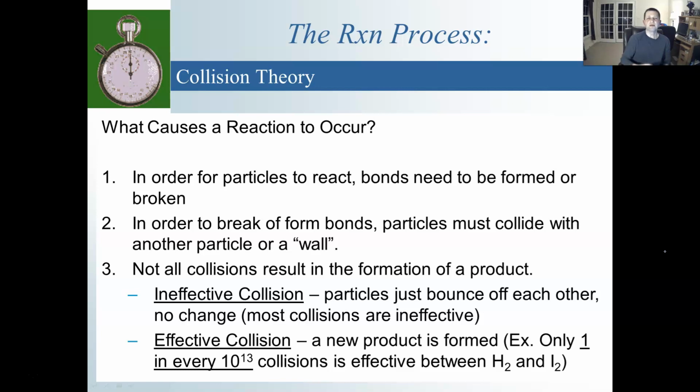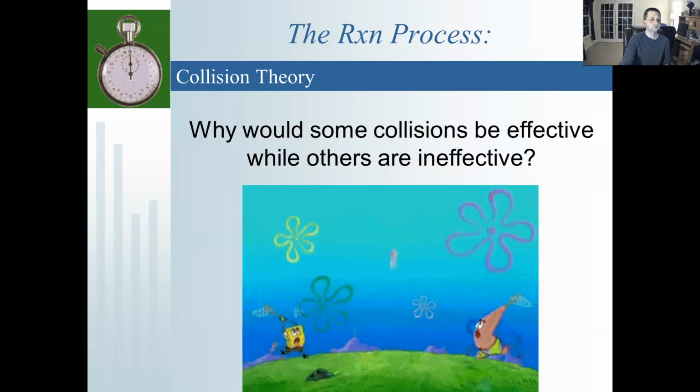So it depends on what you have. Sometimes collisions are more effective than others, depending on what reaction you're looking at. But if you're looking at H2 plus I2 to produce hydrogen iodide, you're looking at 1 in every 10 to the 13th collisions to be effective. And if that reaction occurs, there have to be many collisions occurring, if only 1 in every 10 to the 13th is effective. So we're going to look at how we could increase our opportunity or chances of an effective collision versus an ineffective collision today.